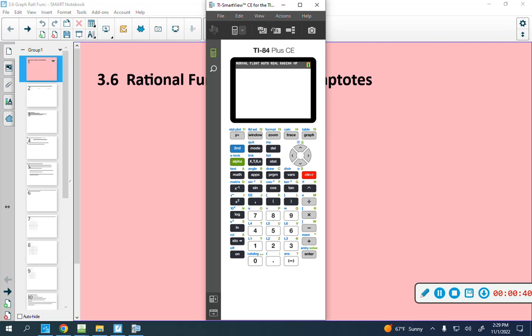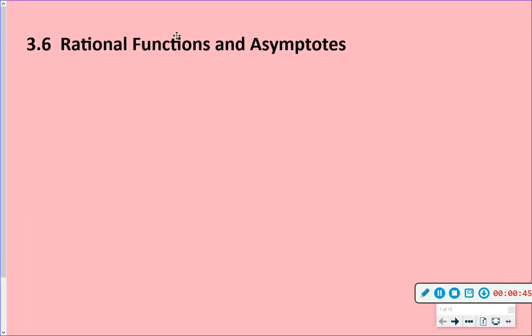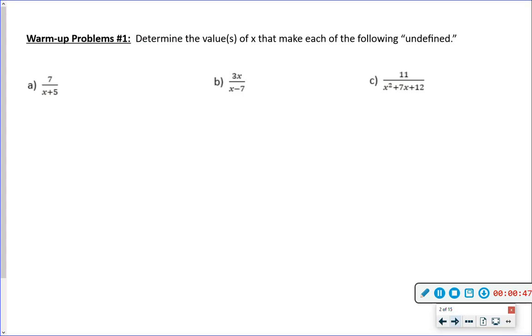But anyway, I'm going to use alpha y equals just so I don't have to worry about any sort of order of operations issues. Okay, so to get us started, here we go. You are going to see some expressions like these today. We're going to be drawing the graphs of these.